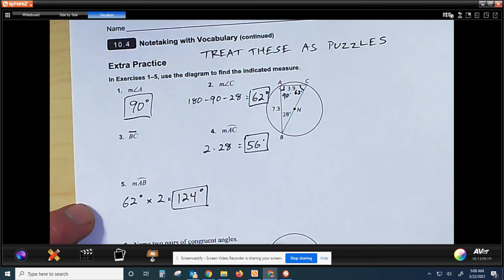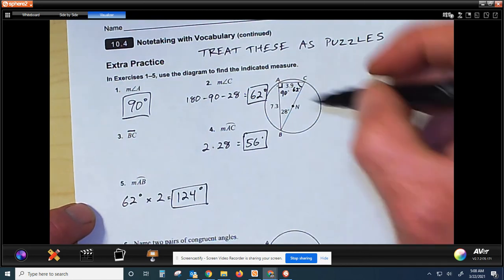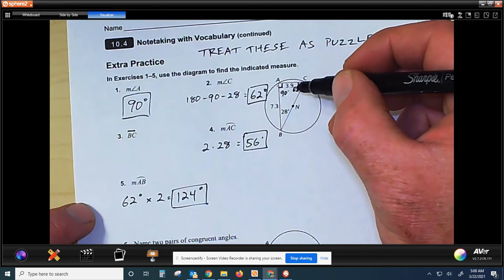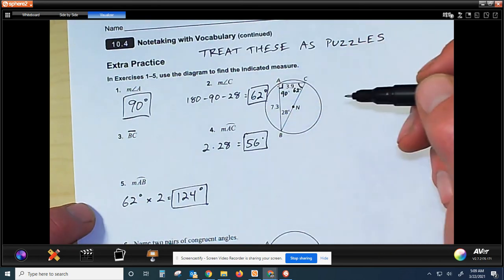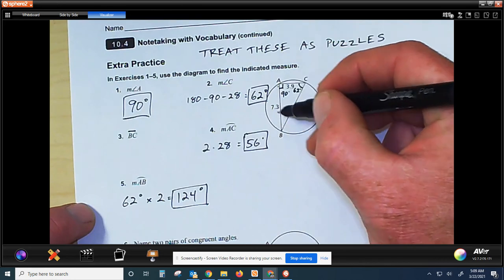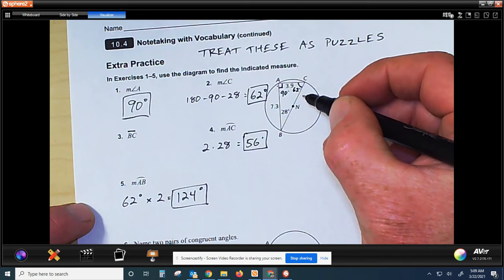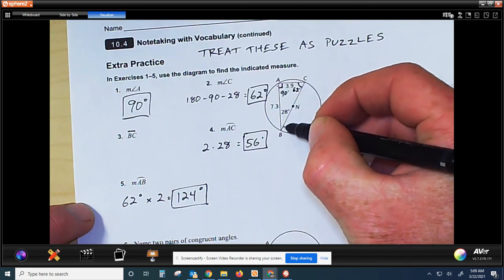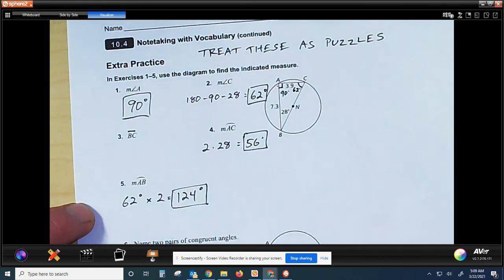I'll quickly cover 3. Keep in mind that the Pythagorean theorem can come up. I have a right triangle here. I have one side length, my short leg, of 3.9. My long leg is 7.3. So I could use the Pythagorean theorem and solve for BC here, the hypotenuse of the triangle and the diameter of the circle. And it would look like this.